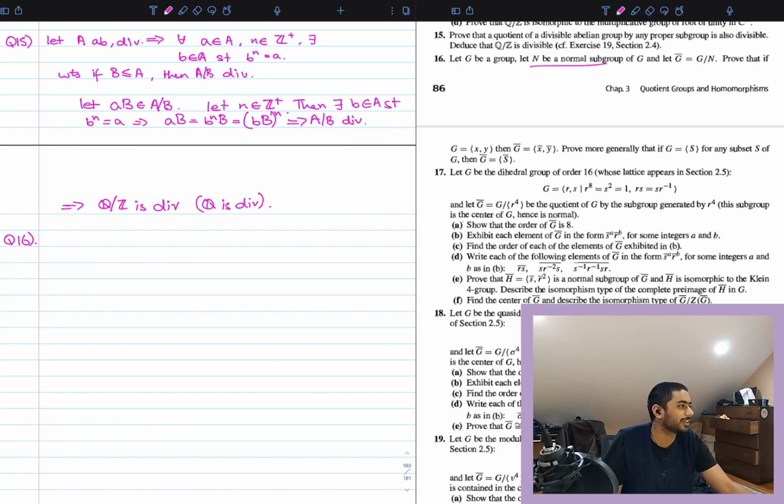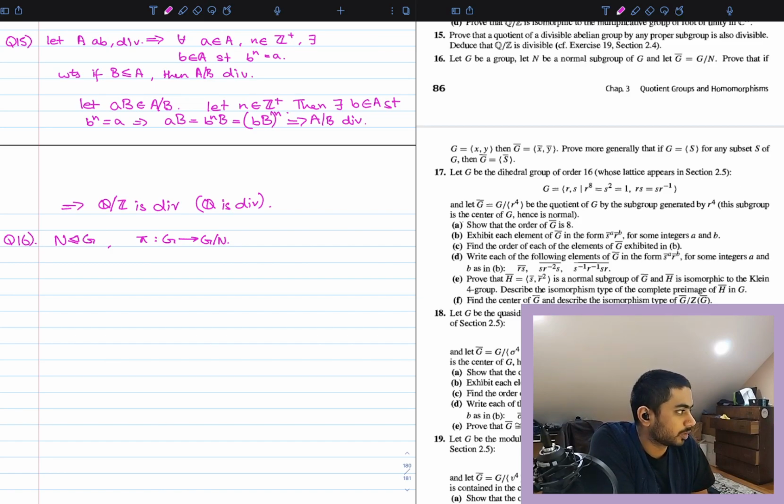Okay, G is a group, N is a normal subgroup, there's the quotient group. Prove that if G is generated by X and Y, then the quotient group is generated by the images of X and Y. Prove more generally. Yeah, I think I'll just prove the more general statement and not have to prove this one. Right, so let's say that N is a normal subgroup of G, and let pi be the natural projection from G to G mod N.